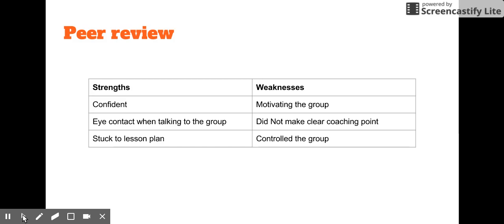These were all found through my feedback forms that my peers completed after I did my session. So these are the 3 strengths and 3 weaknesses that they gave back to me.